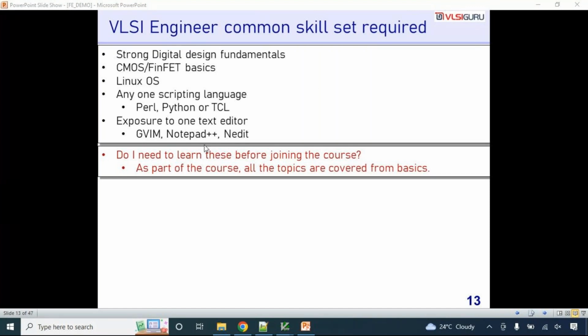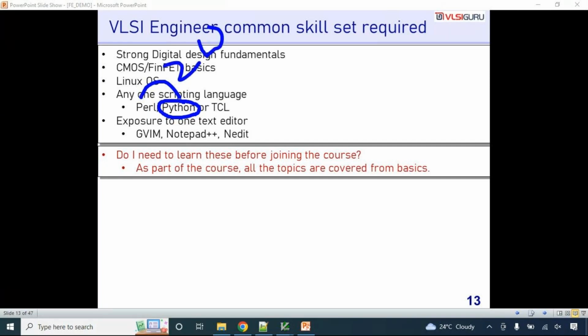Sir, I have one question. Among Perl, Python, and TCL, which is the most commonly used scripting language? Because we cannot learn everything, right? So as a fresher, which one would you suggest to learn? Python will be good to learn. Let me tell you, if you know Python very well, you can learn Perl in 2 weeks.